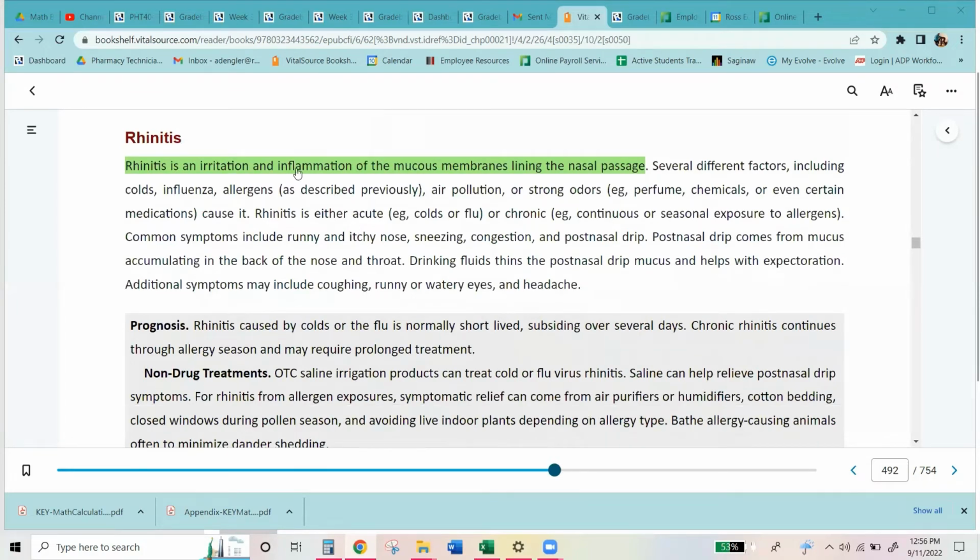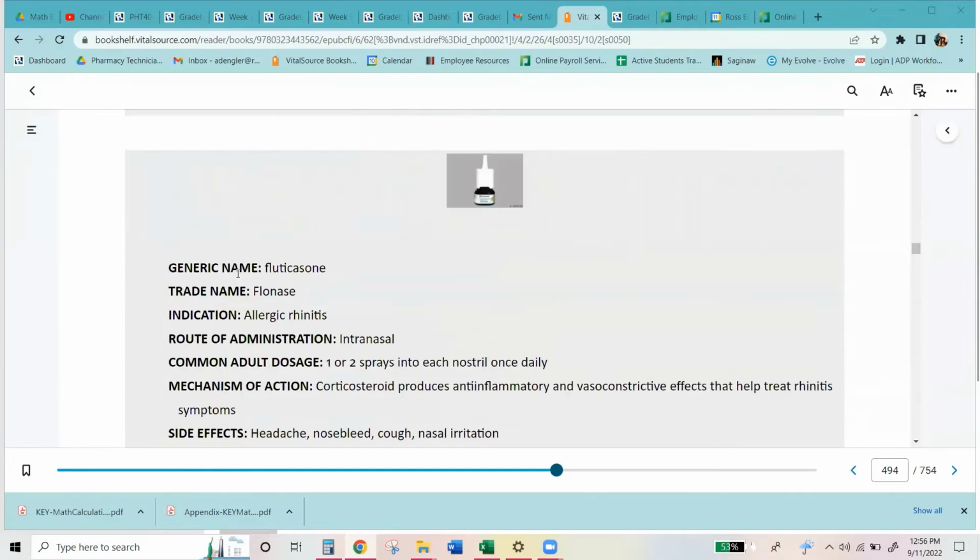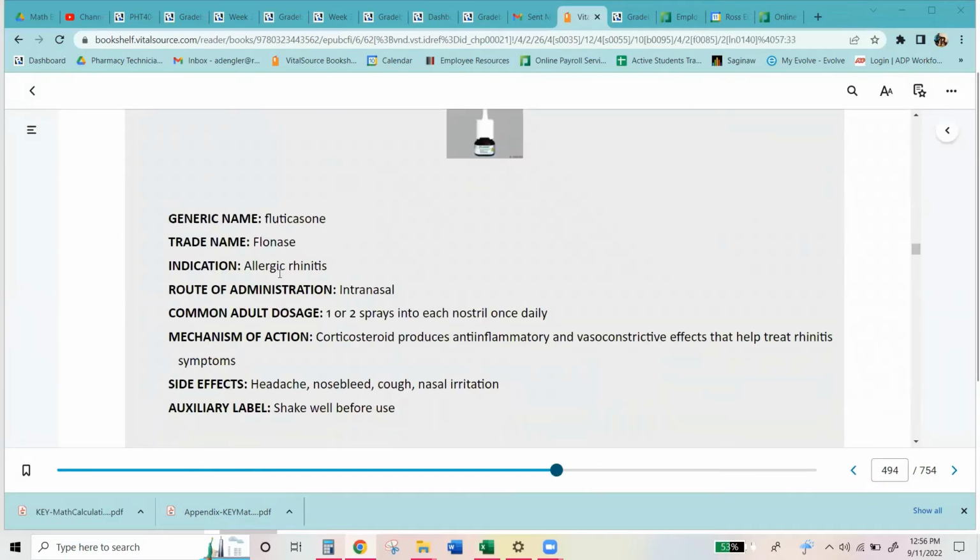Rhinitis is an irritation and inflammation of the mucous membranes lining the nasal passage. Post-nasal drip comes from mucus accumulating in the back of the nose and throat. Drinking fluid thins the post-nasal drip mucus and helps with expectoration. And here's just kind of going over the nasal spray. So it has a common adult dosage, which is kind of nice.